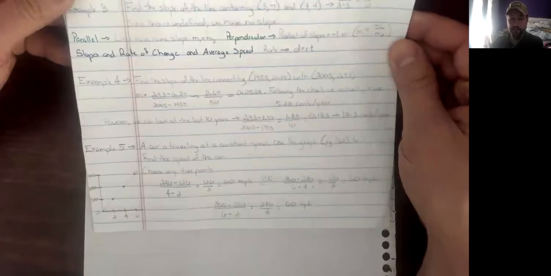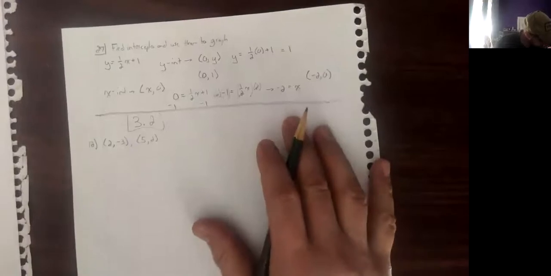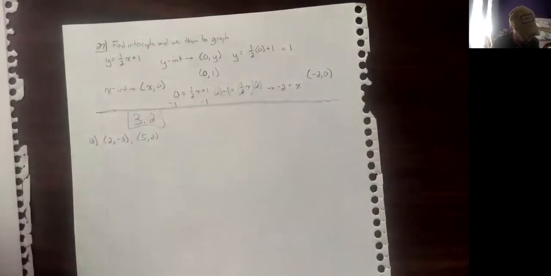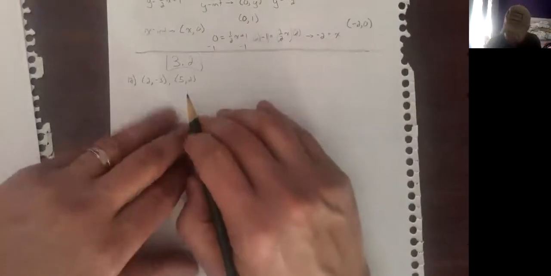So slopes and rate of change, average speed, all those examples I just worked out here. Again, you can pause it if you need to. I'm not going to work through them all. And that was it for 3.2. So let me do a couple examples real quick. Like I said, I don't think there was a perpendicular and parallel in section 3.2. They just introduce it. So number 12 I chose.